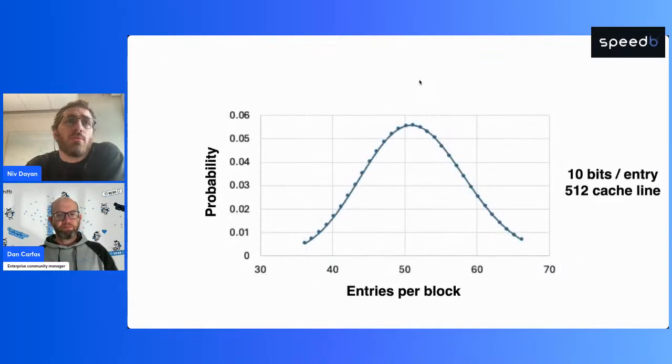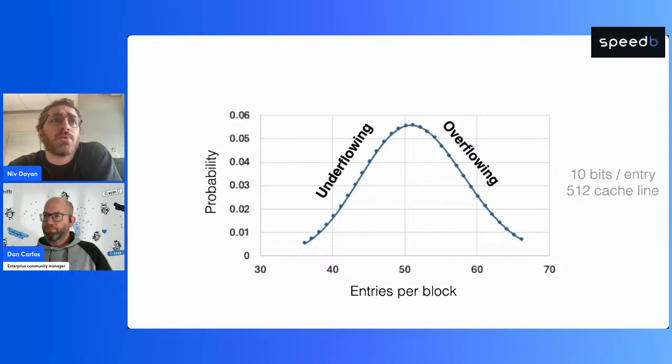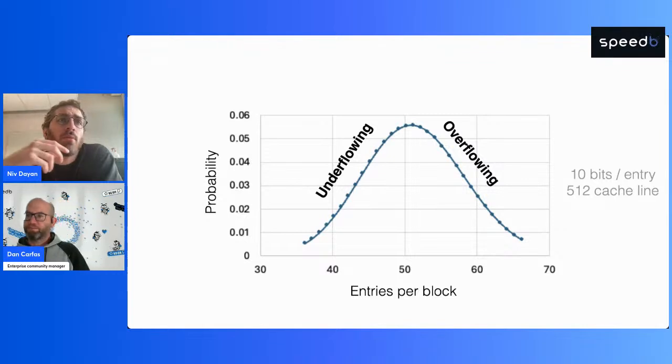So what you could do is draw the distribution of the number of entries that map to each one of these blocks. We would observe that some of the blocks are going to be overflowing, meaning that they have too many entries, and some of the blocks will be underflowing, meaning too few entries are being mapped to them.